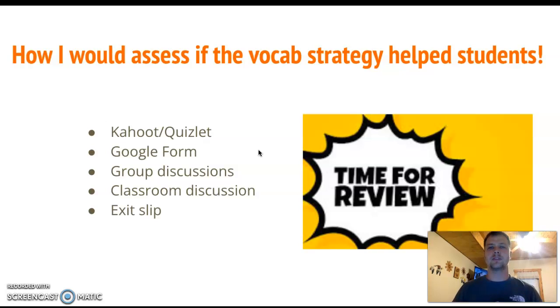How would I assess if the vocab strategy helps students? It's just like anything else. You could use a Kahoot or Quizlet to see what they know, a Google Form, or a group discussion. Classroom discussions are always good, just having kids answer back after your questions, or just an exit slip, a quick, easy review. And that's everything I got.